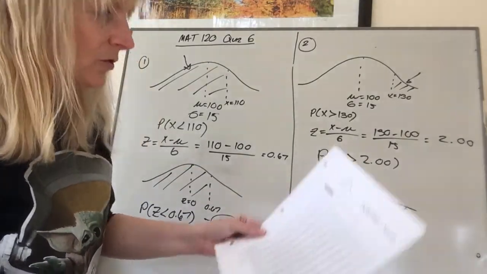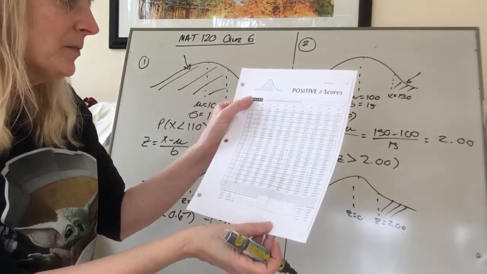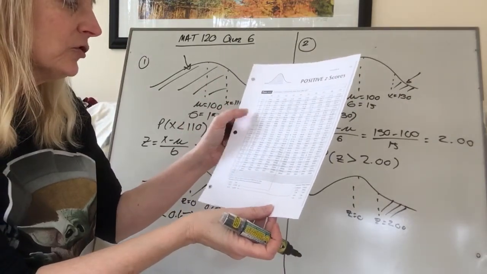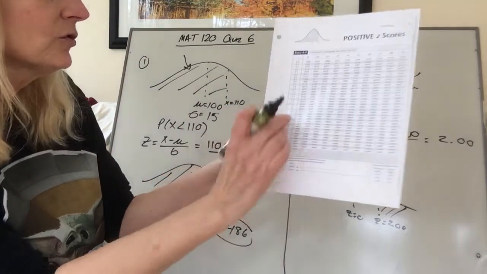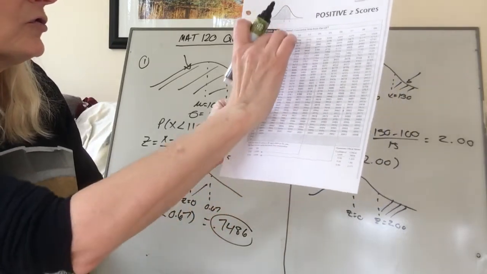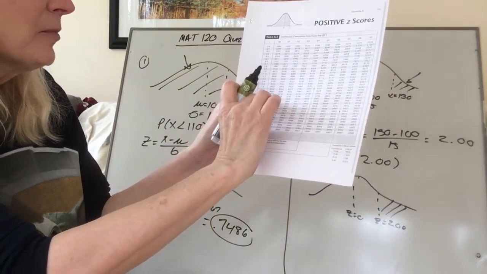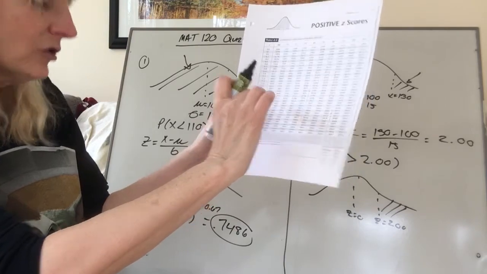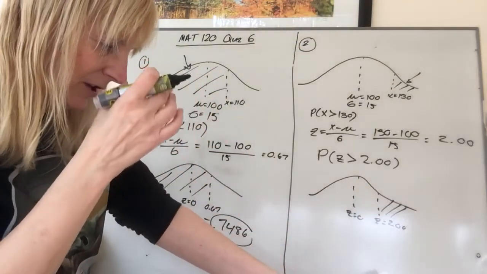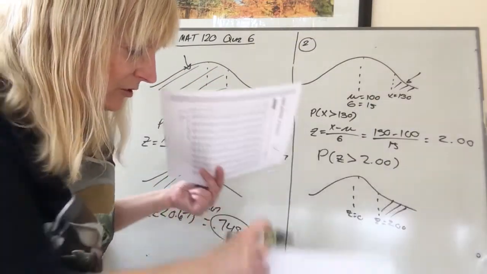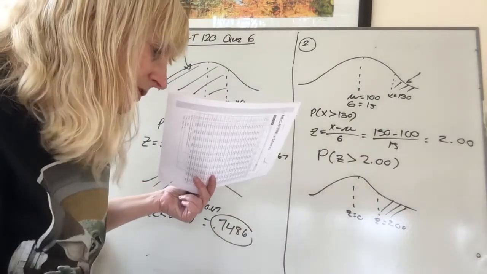Okay, so you do this exact same thing, you guys. You take out your positive z, you look down for 2.0, so it's way down here, and it's 0.00, so it's the first column. So you get 0.9772, okay? So you get 0.9772. Make sure I'm getting the same numbers in my notes.